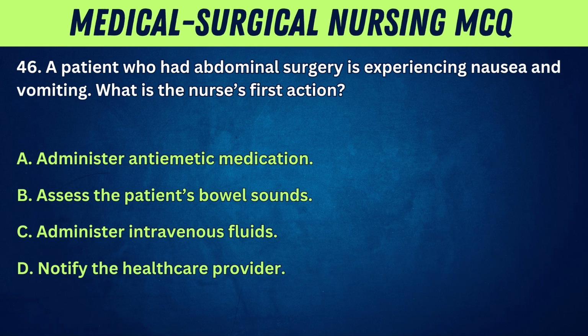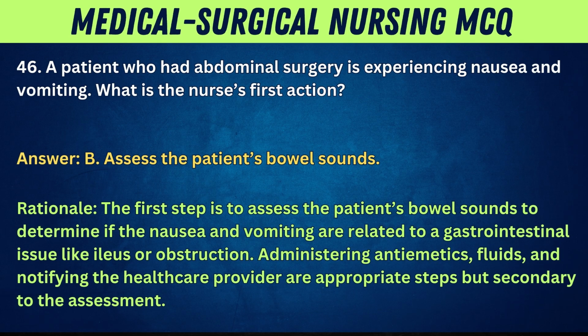46. A patient who had abdominal surgery is experiencing nausea and vomiting. What is the nurse's first action? A. Administer antiemetic medication. B. Assess the patient's bowel sounds. C. Administer intravenous fluids. D. Notify the healthcare provider. Answer: B. Assess the patient's bowel sounds.